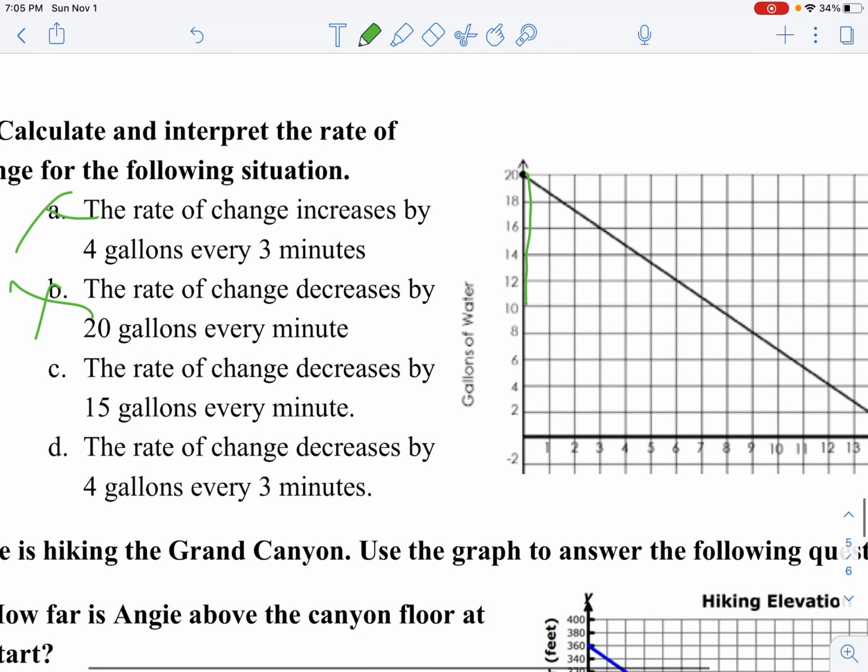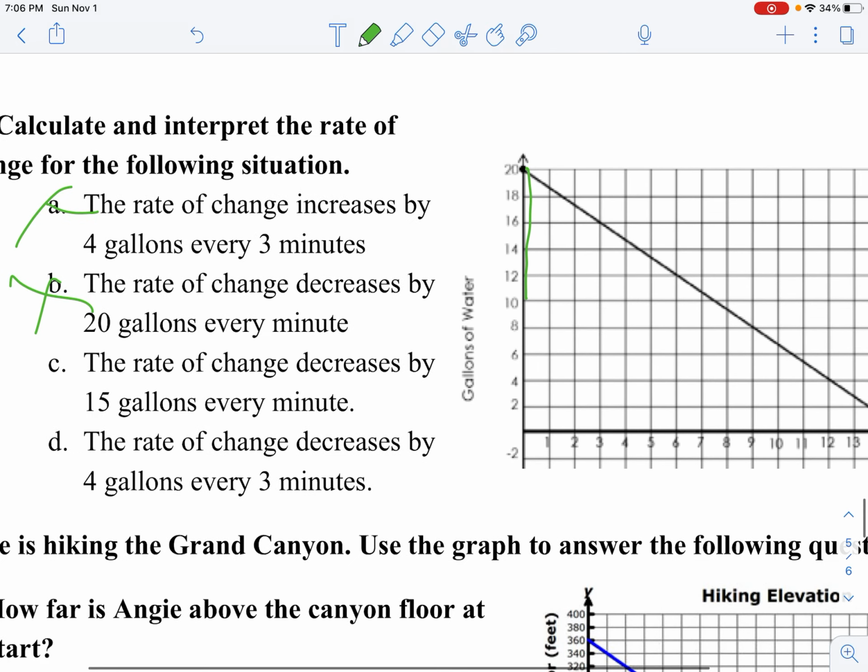Oh no, my pen died. Okay, I'm going to continue this. I think my pen died, but the rate of change decreases by 15 gallons every minute. That's not going to work. I don't think I can use my hand to write either.